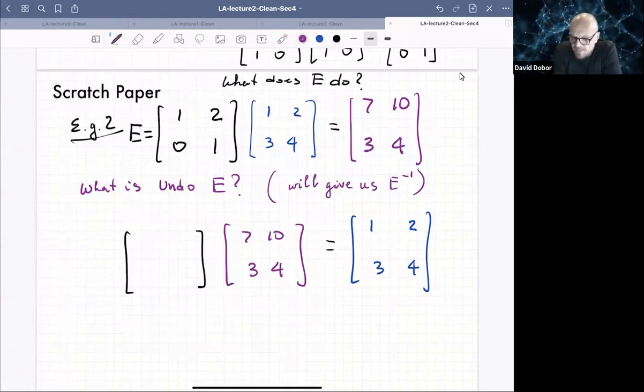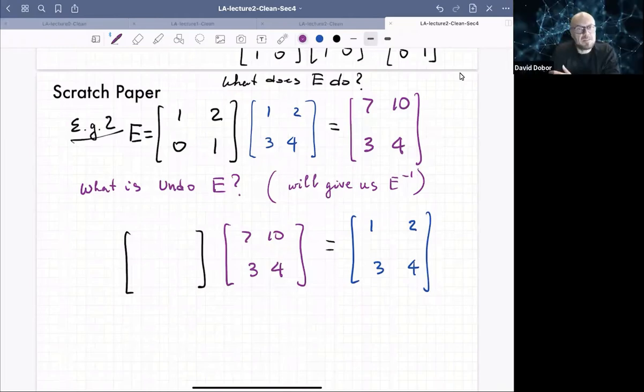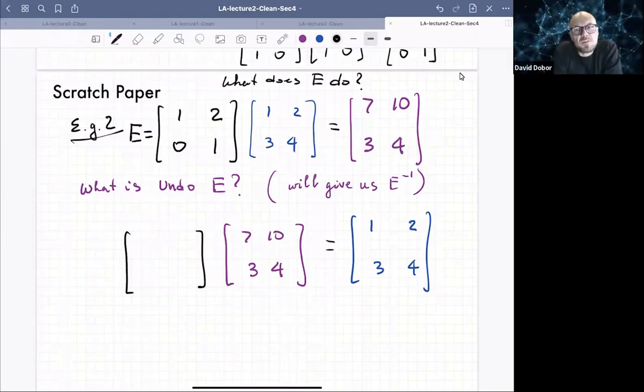So how about if I subtract twice row 2 from the first? So help me out. What I did is 1, minus 2, 0, 1. Yes, exactly right. But I just want to make sure everybody sees this. I've added twice row 2 to the first row. Now, if I subtract twice row 2 from the first row, then I'll get the original matrix back. And the matrix that does the following, subtract twice row 2 from row 1, is going to be this matrix.